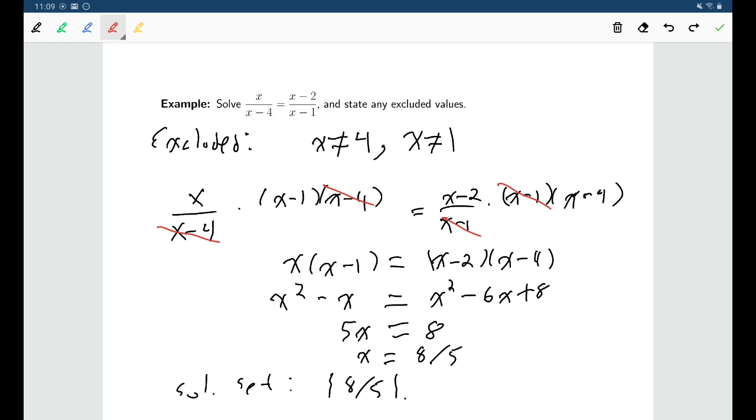Okay, so we'll pause here, and when we come back in the next video, we'll talk about linear equations with two variables, which are equations of straight lines, and we'll talk about slopes and intercepts and all of those wonderful things.